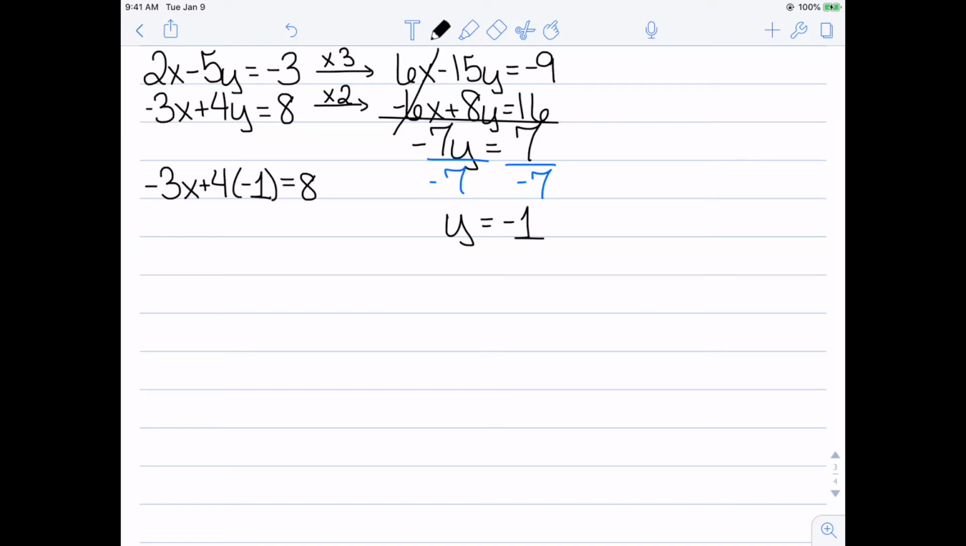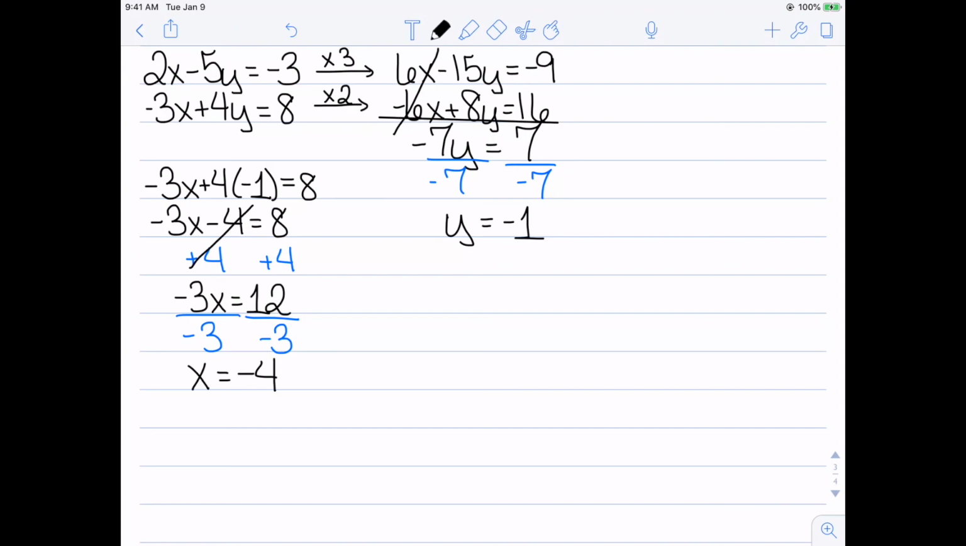The second equation said negative 3x plus 4 times y, which is negative 1, is equal to 8. Simplifying gives us negative 3x minus 4 is equal to 8. We can then add 4 to both sides, which gives us negative 3x is equal to 12. We then divide both sides by negative 3. And when we do, we get x equal to negative 4. So my solution is negative 4, negative 1.